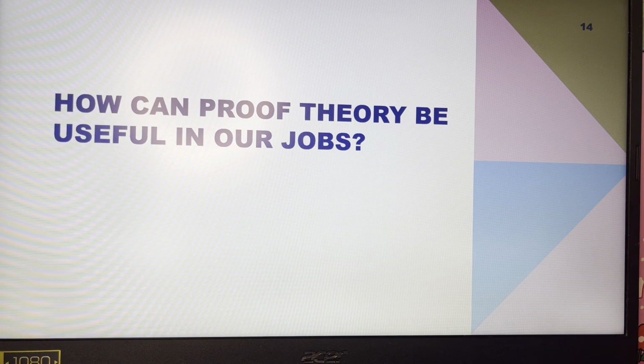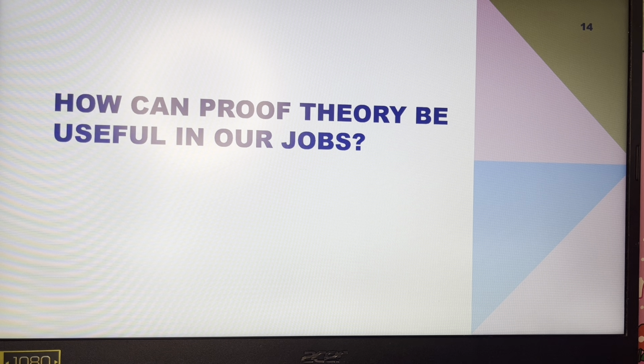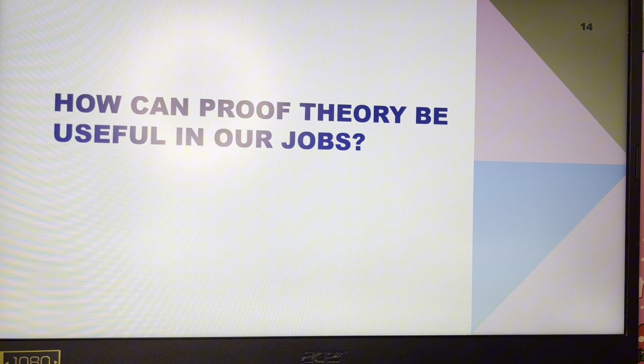And also for lawyers, for legal reasoning, they also use proof theory to construct arguments and analyze evidence. They might use it to identify flaws in an opponent's argument or to strengthen their own arguments or their own case. And also for artificial intelligence. Proof theory helps AI systems understand and reason with information. This is essential for tasks like language translation, image recognition, and also decision making.